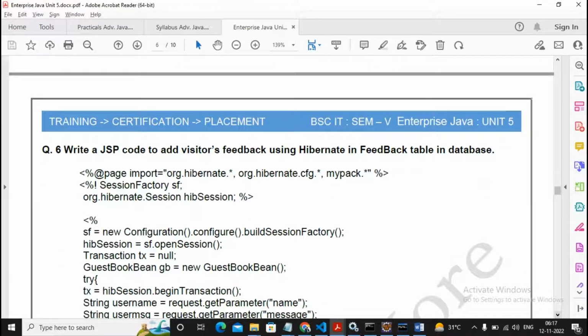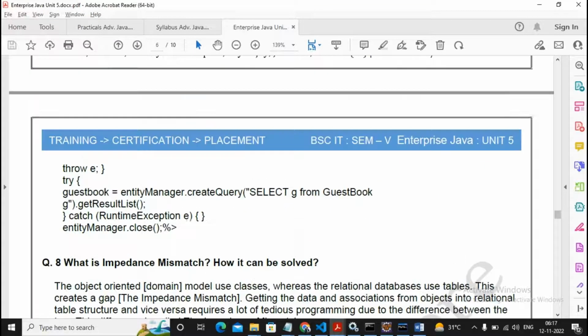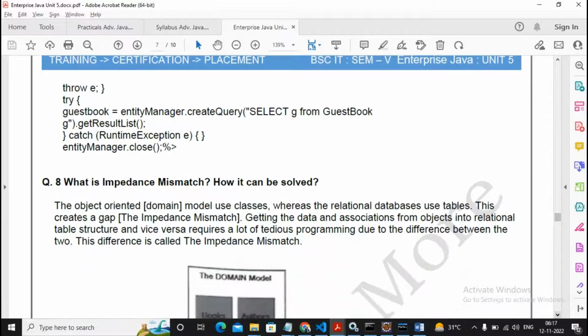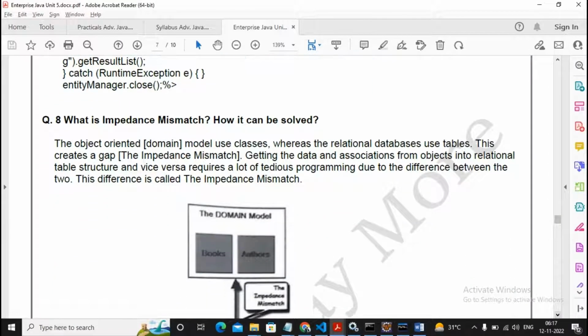Write a JSP code to add the visitor feedback using Hibernate in the feedback table in the database. Okay, I'll read it once. Programming question, I had already told you, you have to opt for the programming question wherever you are very comfortable in programming. To make you comfortable, the programming videos have already been uploaded, so please watch the videos properly.